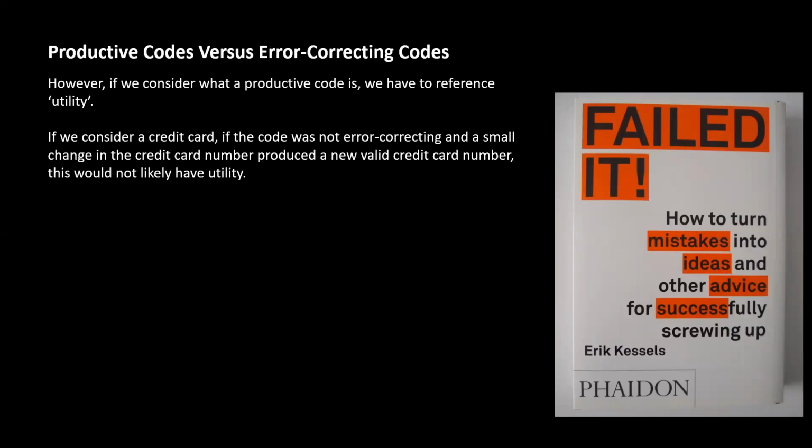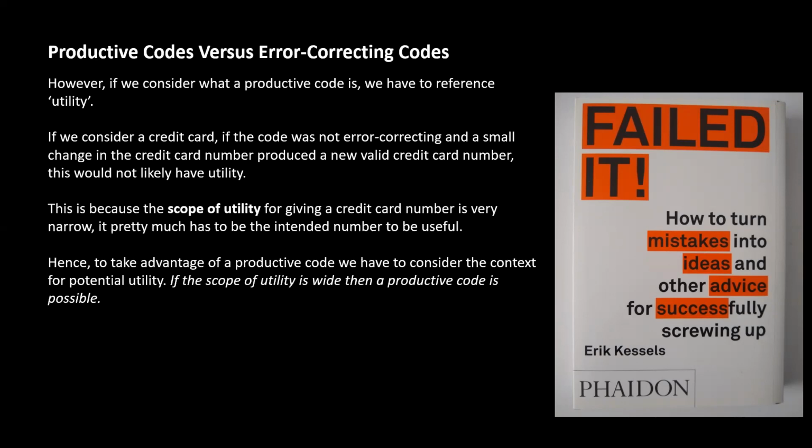The difference is we have to consider the notion of utility. So if we consider a credit card, if there was no error correction and a small change in the number, like a mistake when you wrote it down, produced a new valid credit card number, it's very unlikely that that would have utility. There's very few situations where you would be happy that that had happened. And that's because the scope of utility for giving a credit card number is very narrow, right? It pretty much has to be the intended number to be useful. But if we think of productive codes, then we have to think of the utility scope being much larger. If the scope of utility is wide, then a productive code is actually possible, because it's possible that a different message received to the one intended could actually be useful.